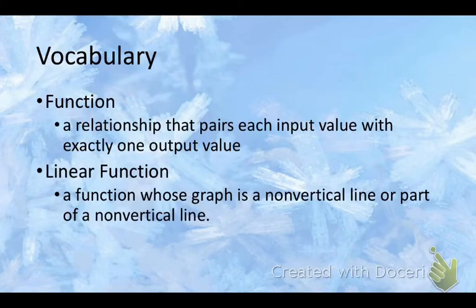We do have some more vocabulary words to look at. The first is the word function. A function is a relationship that pairs each input value with exactly one output, and that is extremely important. Each input has one output value. And a linear function is a function whose graph is a non-vertical line or part of a non-vertical line. So basically, linear function, linear means that it is a straight line.